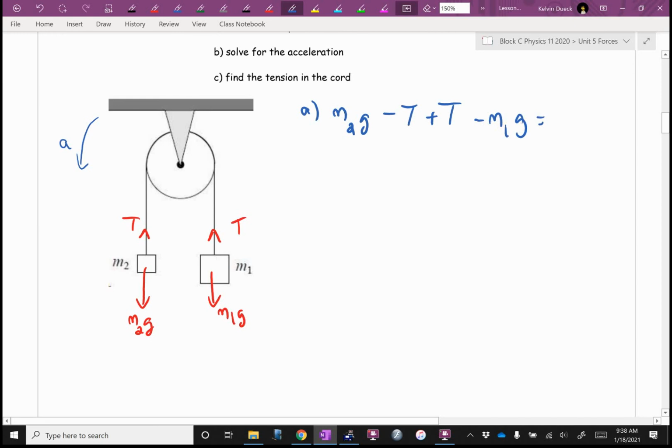Have I gone all the way along the rope? Yep, so equals. Have I got forces from more than one mass? M all A. Losing tension. Got to like that.